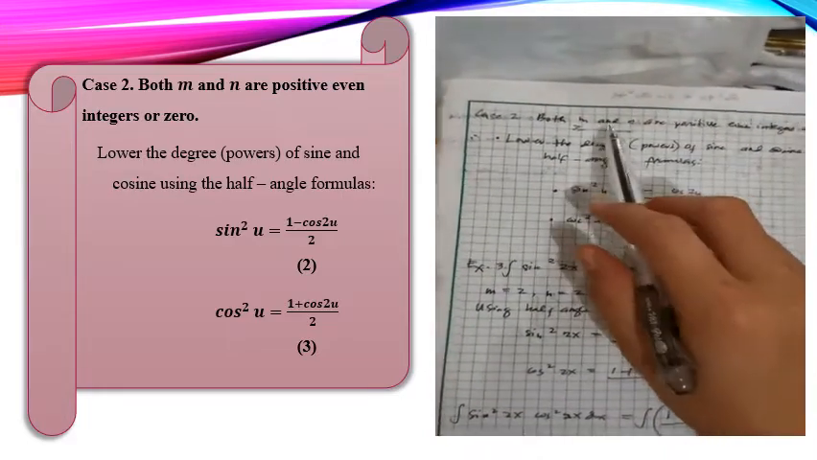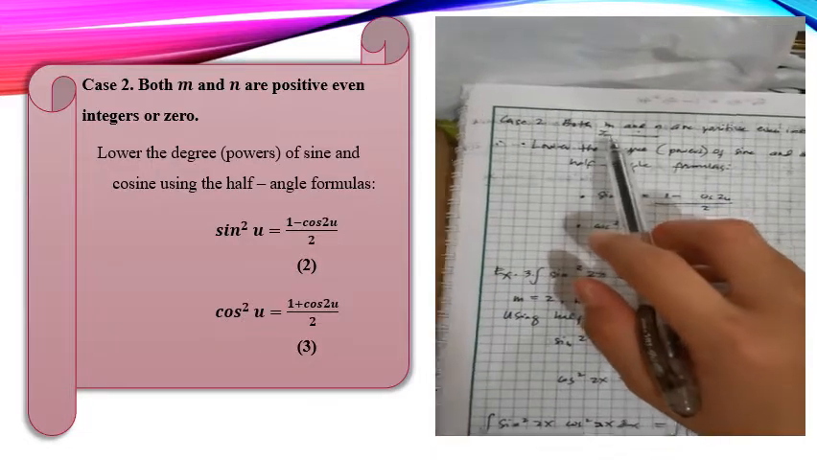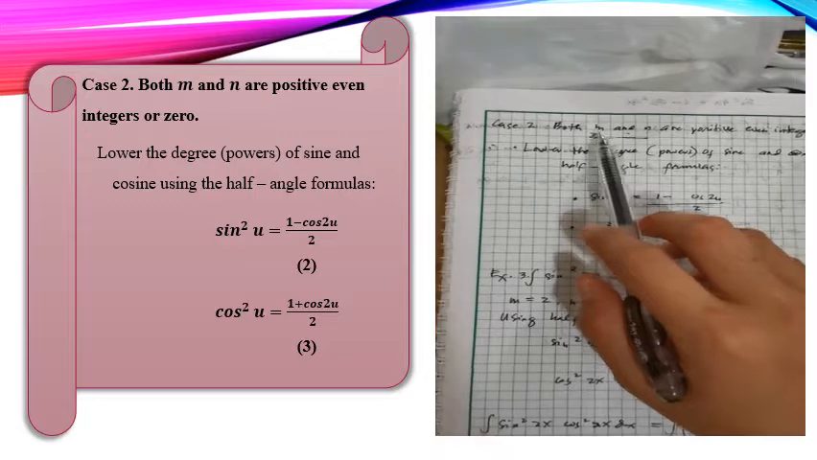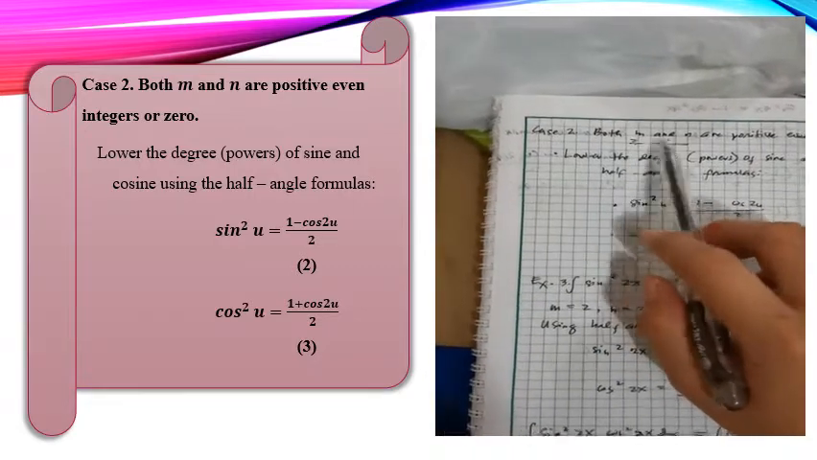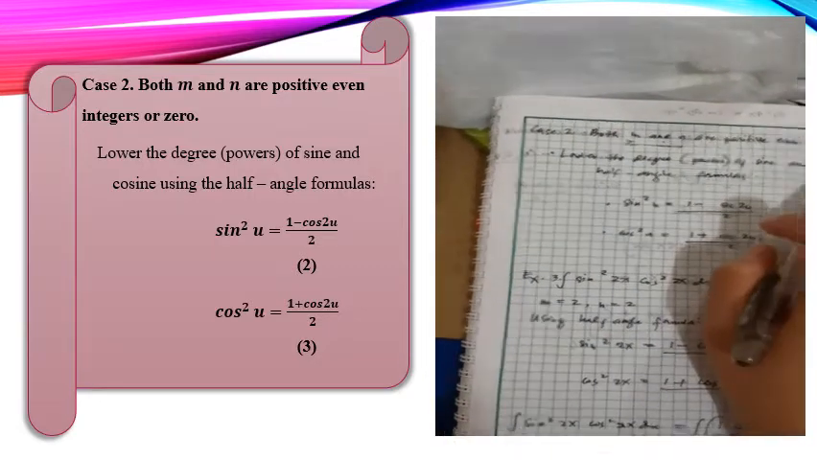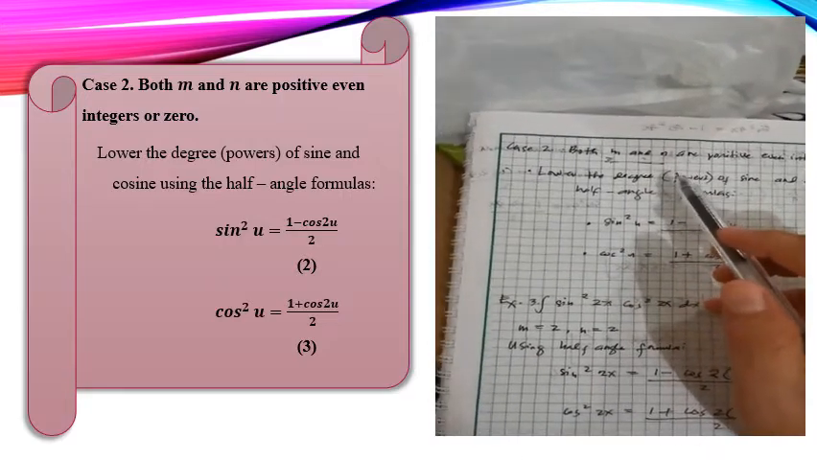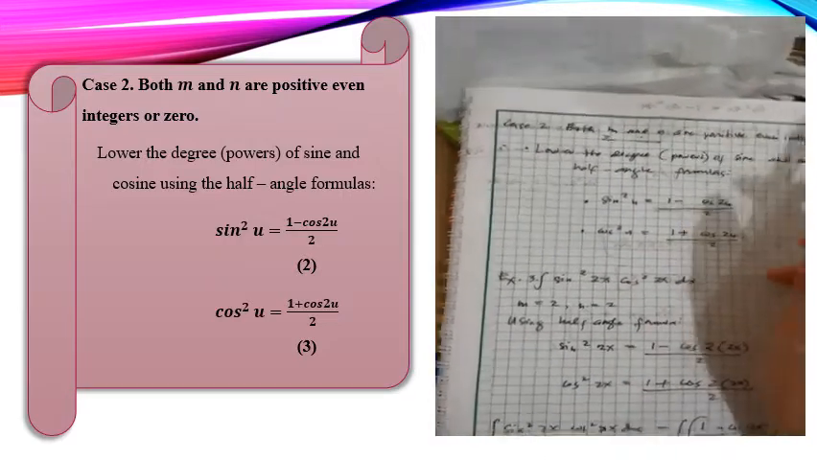So, ibig sabihin, given sa case 2 na kailangan positive even integers ang exponent ni sine at ni cosine, or kaya isa sa kanila ay 0. Ibig sabihin nun na isa lang yung given na trigonometric pero ang exponent niya is an even number.